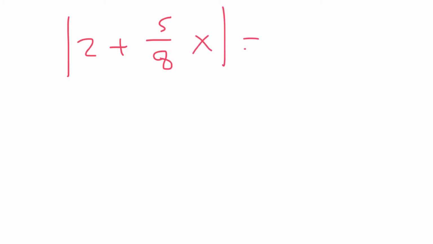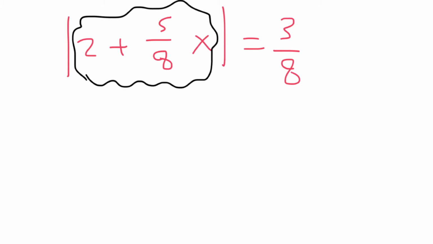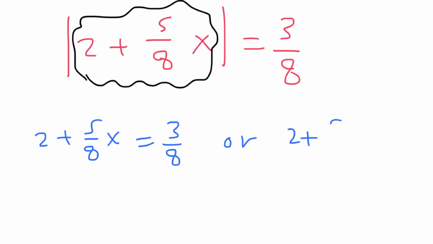Like I have now the absolute value of 2 plus 5 over 8x, just a little bit more complicated because it has fractions, equal to 3 over 8. Same thing, we say whatever is inside, whatever this cloud is, it's positive 3 over 8 or it is negative 3 over 8. So the answer will be: 2 plus 5 over 8x is 3 over 8, or 2 plus 5 over 8x is equal to minus 3 over 8. So that means I have to solve this equation.